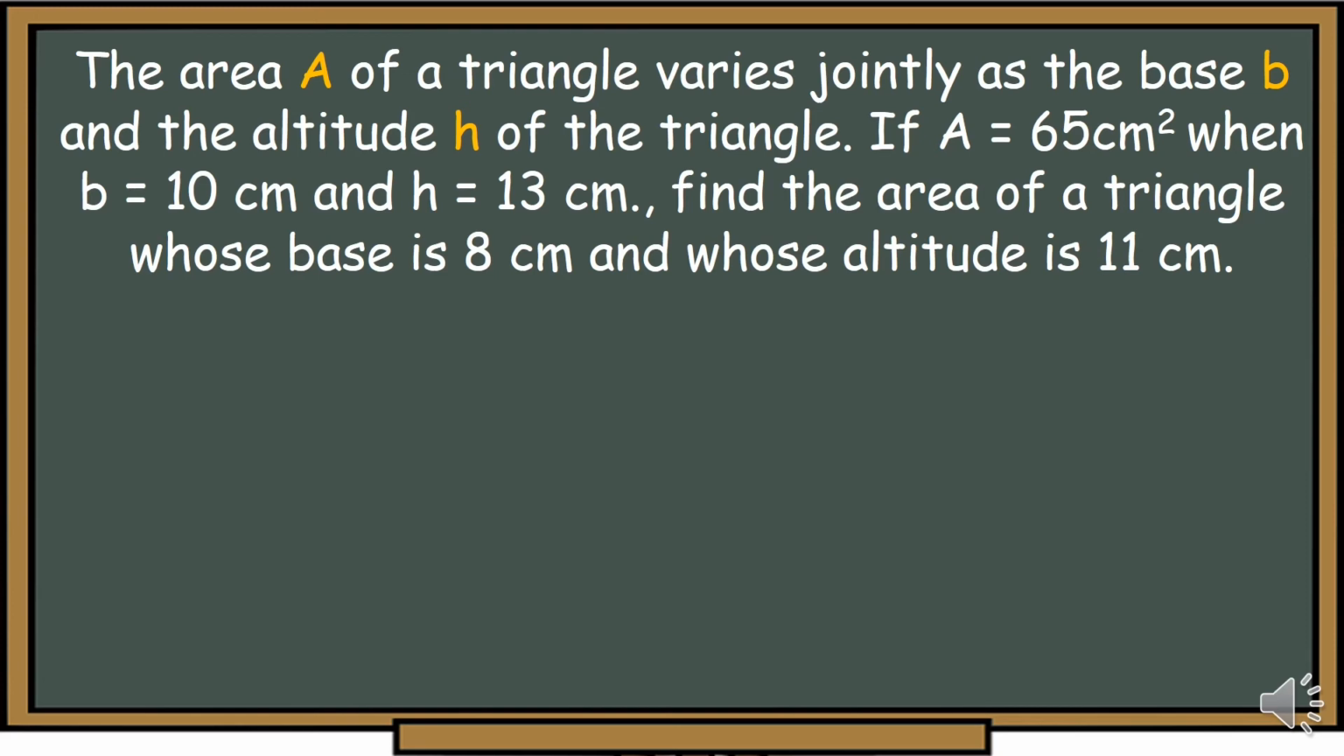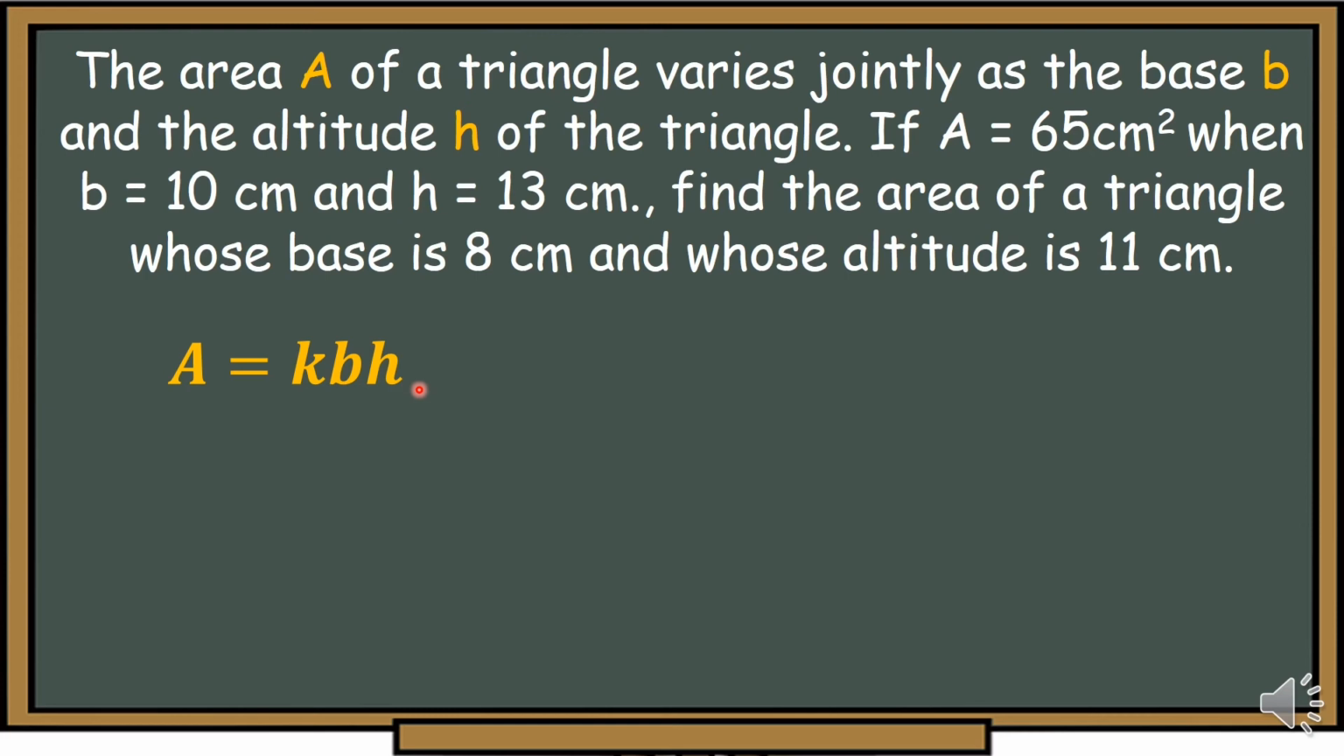Alright, in answering problems like this, you have to know what is asked and of course what are the givens. And since we are talking about variation, you have to translate the mathematical statement into an equation. So the mathematical statement in here is the area of a triangle varies jointly as the base and the altitude of the triangle. So in short, we can say that A varies jointly as B and H, whose equation is A equals KBH.